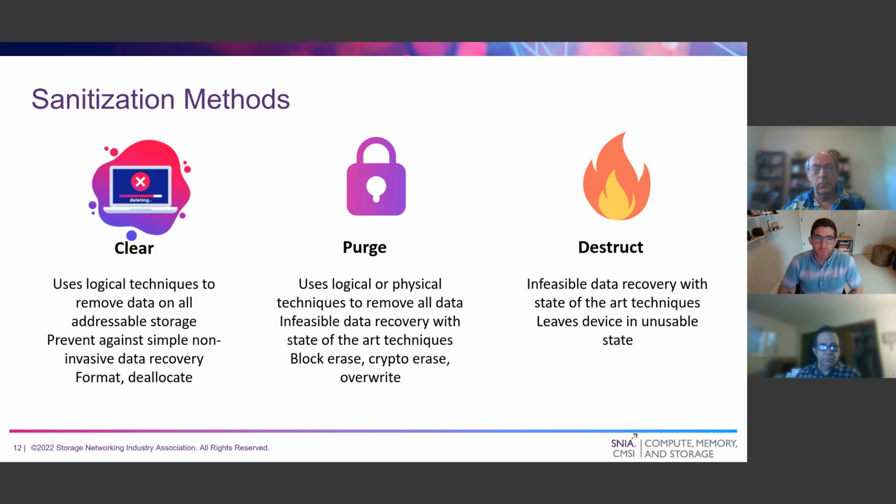But the most important one today, especially as it pertains to the circular economy and reuse, is purge media sanitization. So purge uses logical or physical techniques to remove all data, and it makes data recovery infeasible with state-of-the-art equipment. And so this is really important, that even if you are prying NAND off a drive and trying to put them in a tester and trying to decrypt the data with state-of-the-art equipment, the idea of a purge is that you can prevent against all these state-of-the-art equipment, and it leaves the drive in a usable state, which is the most important thing that we need for value recovery and reuse in the circular economy.